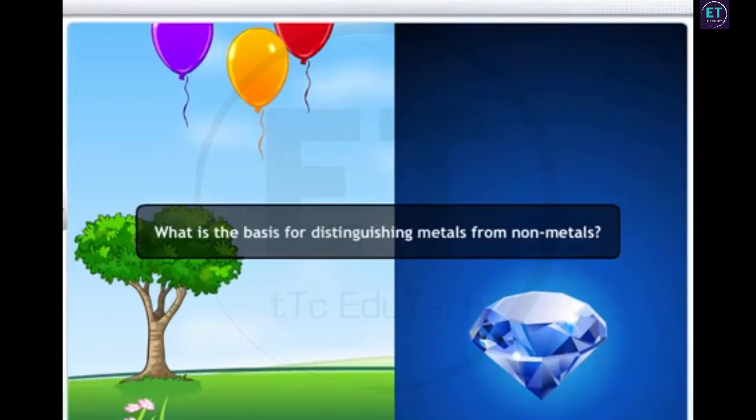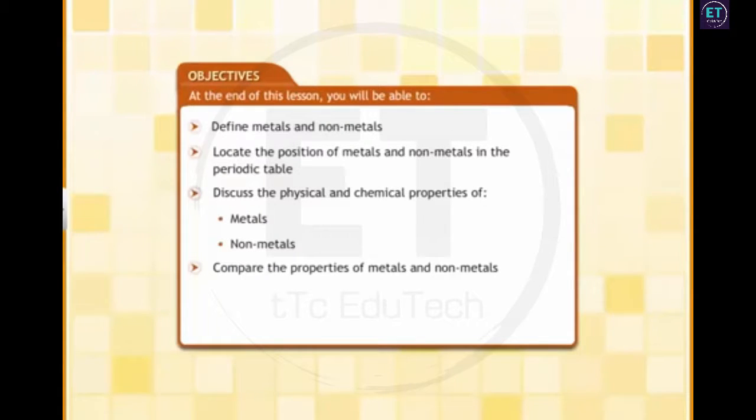To understand the scientific basis for this classification, you need to examine the physical and chemical properties of metals and non-metals. In this lesson, you will learn about the properties of metals and non-metals. You will also learn how they form compounds and how they can be separated. At the end of this lesson, you will be able to define metals and non-metals, locate the position of metals and non-metals in the periodic table, discuss the physical and chemical properties of metals and non-metals, and compare the properties of metals and non-metals.